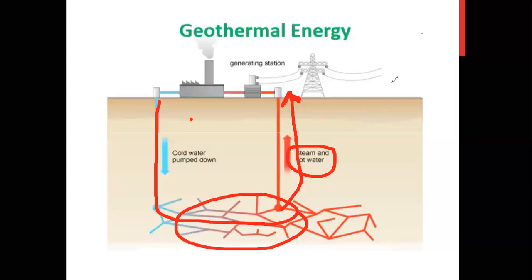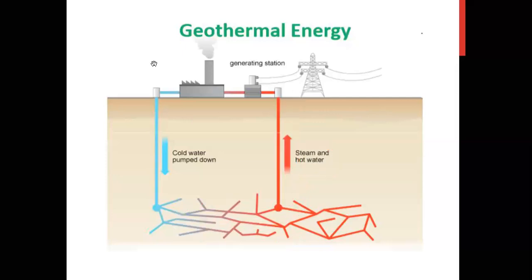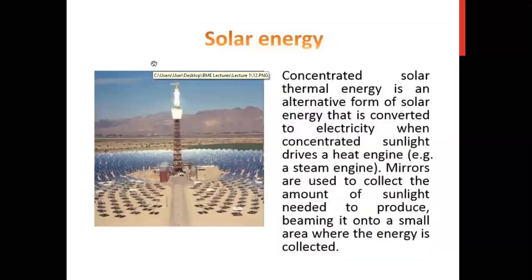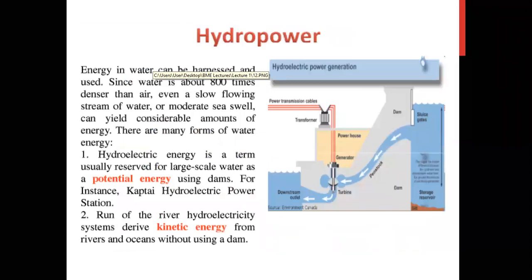Okay, sir, hydropower. Give me one second. Hydropower. Yes, please. Sir, here there is a dam. Yes, there is a dam. There is a switch gate, sir. The water will flow from the switch gate, then the turbine will move, right? Yes. Sir, do we need a gearbox to increase the speed of the generator?